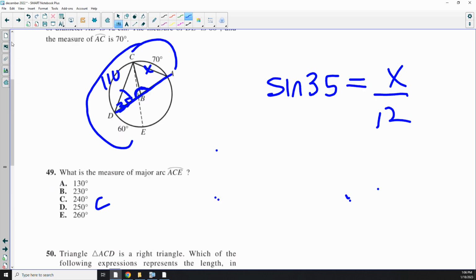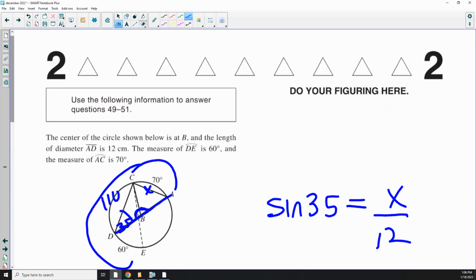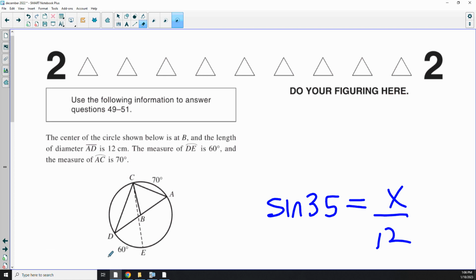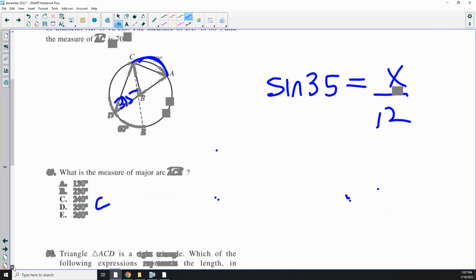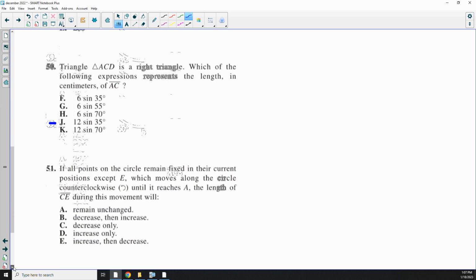J. There's also a theorem you may remember from geometry. It's the actual way I did this. An inscribed angle is half of the arc. So that's got to be 35 for that one. So the answer is J.